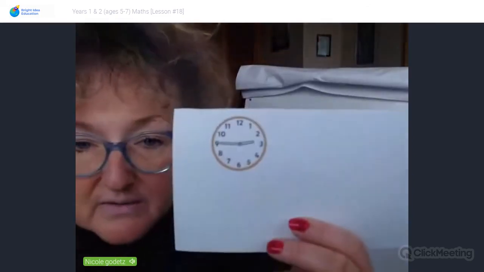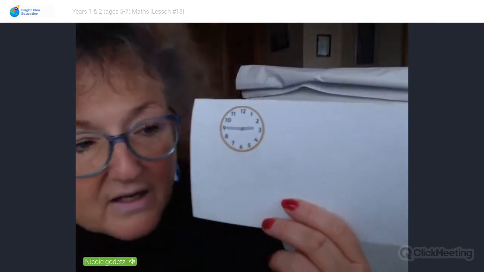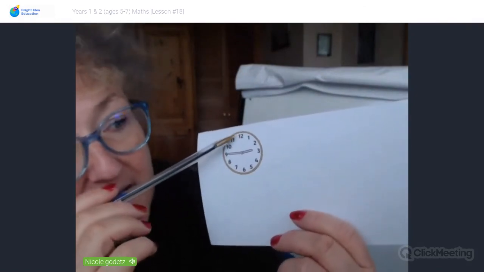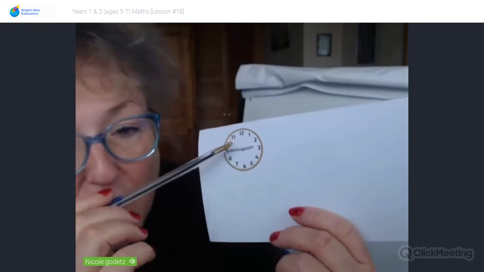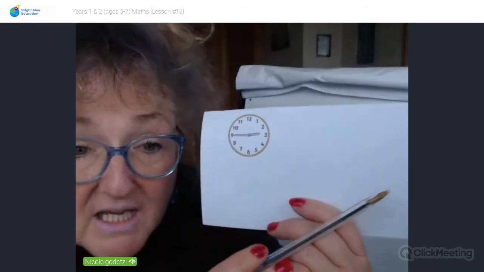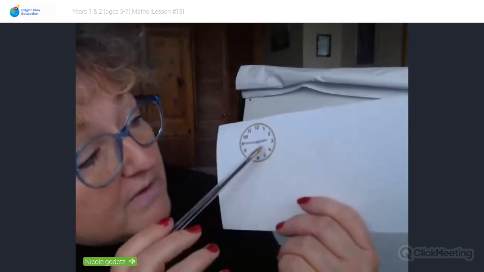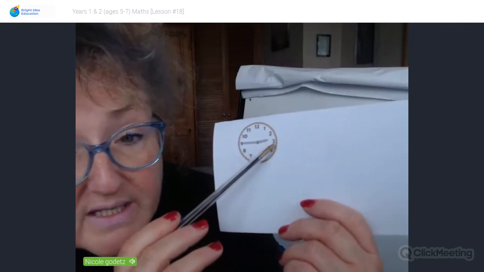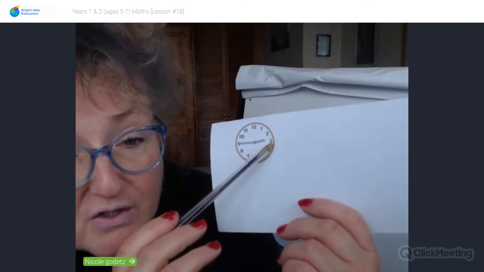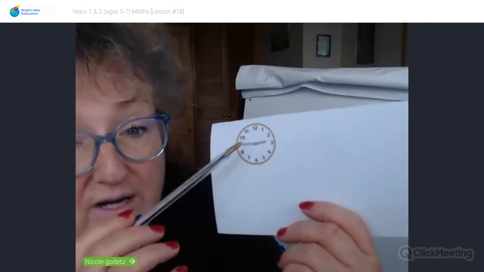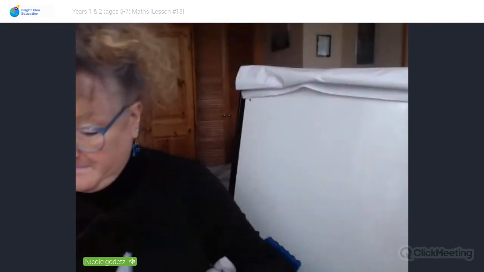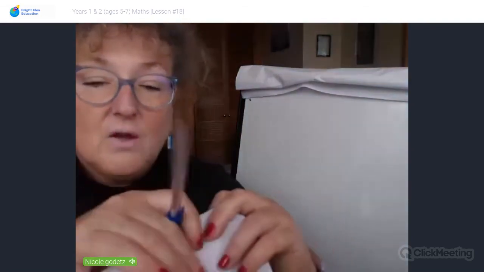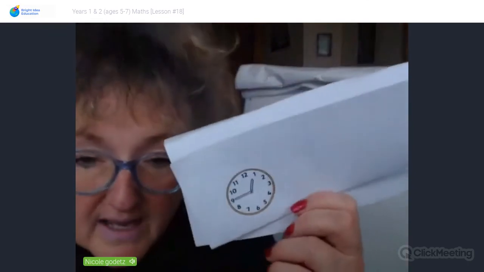So the next clock, the long hand is pointing to the 9. So we know it has got quarter of an hour to go until it gets to the next hour. Which hour is the short hand on its way to? It's on its way to the 3. It's only got a quarter of the way to go until it reaches 3 o'clock. So it is quarter to 3.